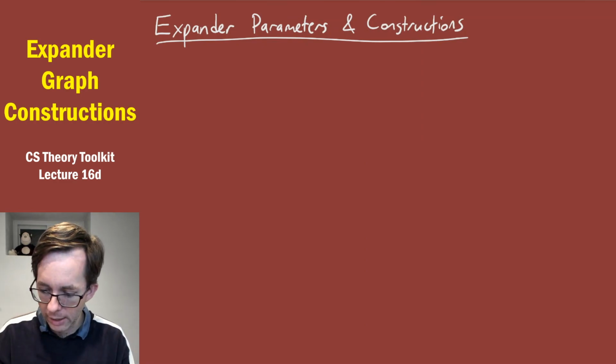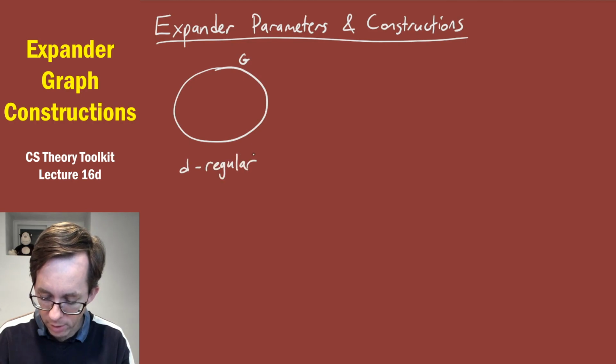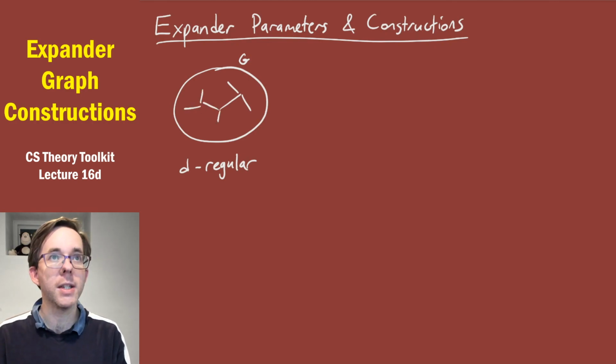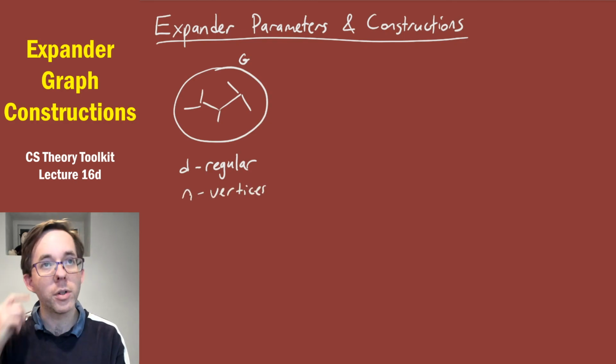I'll do this by some quick pictures. Let's say you have a regular old graph G. This will be a d-regular, not necessarily bipartite graph, and it will always have n vertices. These will be two standing assumptions for all the graphs we talk about today.